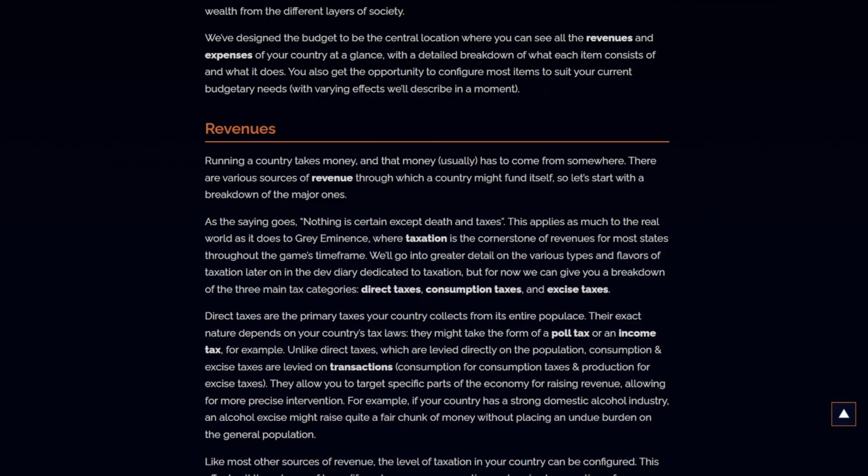So they're first going to talk about revenues. Running a country takes money, and the money usually has to come from somewhere, although it doesn't always. They will talk about that later on. There are various sources of revenue which a country might fund itself. So let's start with a breakdown of the major ones.